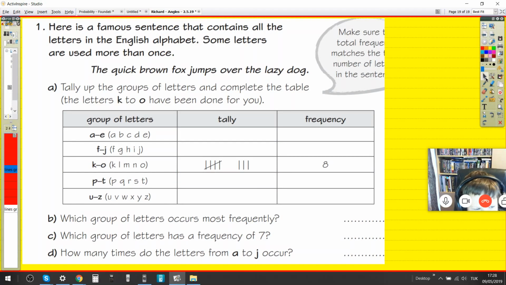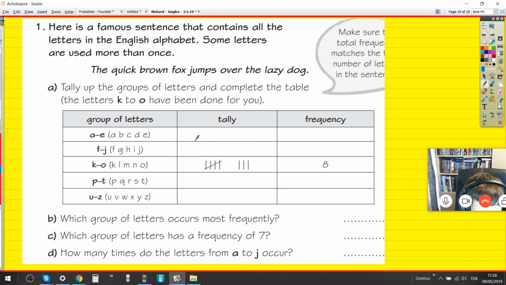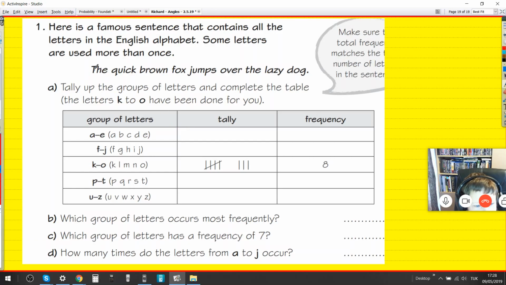So for A to E, it's A, B, C, D, and E. So for this, we would need to count up how many A's, B's, C's, D's, and E's there are. So the way I would do it is, I'll just go through every letter, and every time you see one that's there, cross it out and make a tally. The next letter I see is a B at Brown. No, actually, I mean at Quick. There's a C.